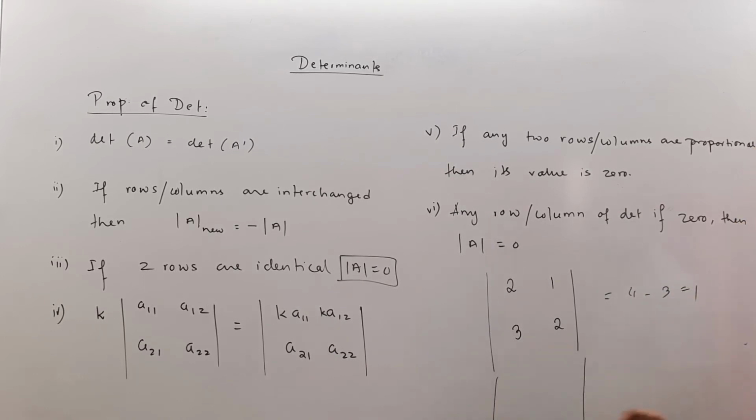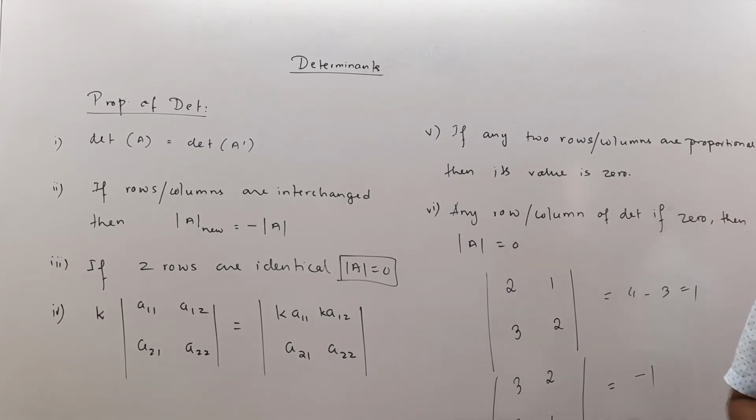Now I am changing, so I am taking this row to the bottom, writing it as 2 1, and here I will write 3 and 2. So this, if you can see, will be 3 minus 4, which is minus 1, and you can clearly see that the value this determinant has is the negative of that value. So that's the answer, and that is how the second property is to be applied.